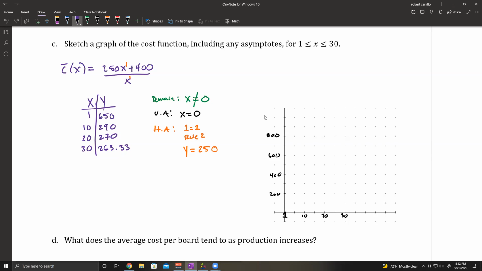point is at 1 and 650, which is going to be right here. And then our next one's 10 and 290, which I'll put right here, right below, because that's 300, right? And then 20 and 270, just a little bit lower than the last point. And then 30 and 263, just a little bit lower than the other one. So here's what our average cost function looks like on the interval 1 to 30. All right. And now my horizontal asymptote starts at 250. So that's going to be right here, 250.